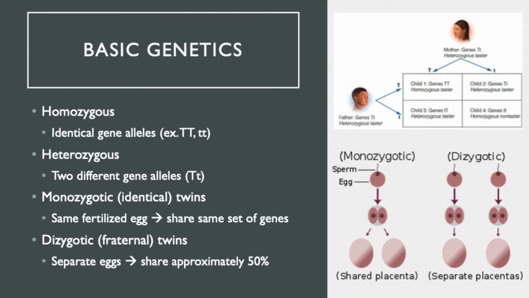Alleles are one of two genes that are located on a chromosome and that share a specific characteristic, such as hair color. So you can be homozygous for a gene, meaning you have two of the same alleles, or you can be heterozygous for a gene, which means you have one of each. You can see that in the top image on the right.